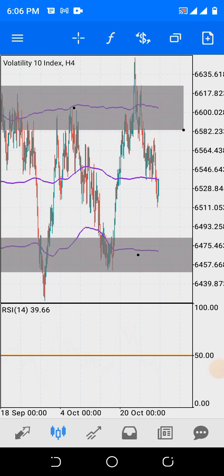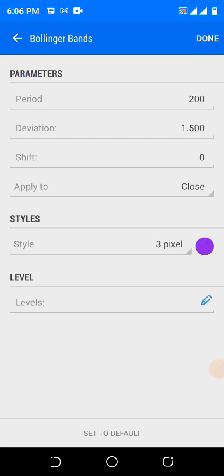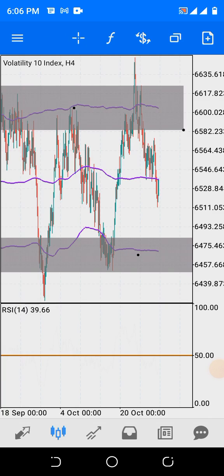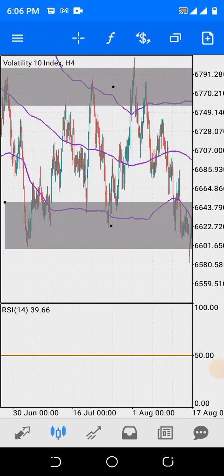Let me show you the settings for this Bollinger Band. The settings are: period is 200, deviation 1.5, shift 0, apply to close. Do you understand? So these are the settings you need for the Bollinger Band, and you will be able to know what is happening in the market when it is ranging and when it is trending.